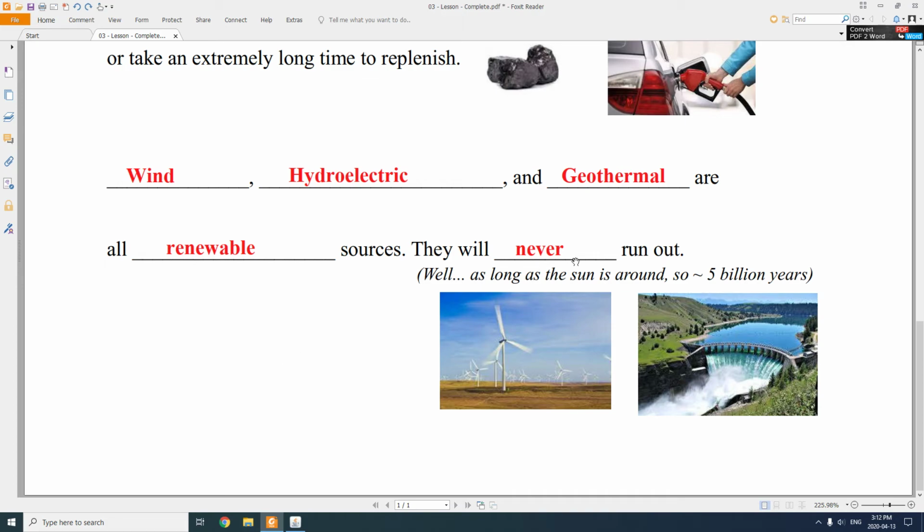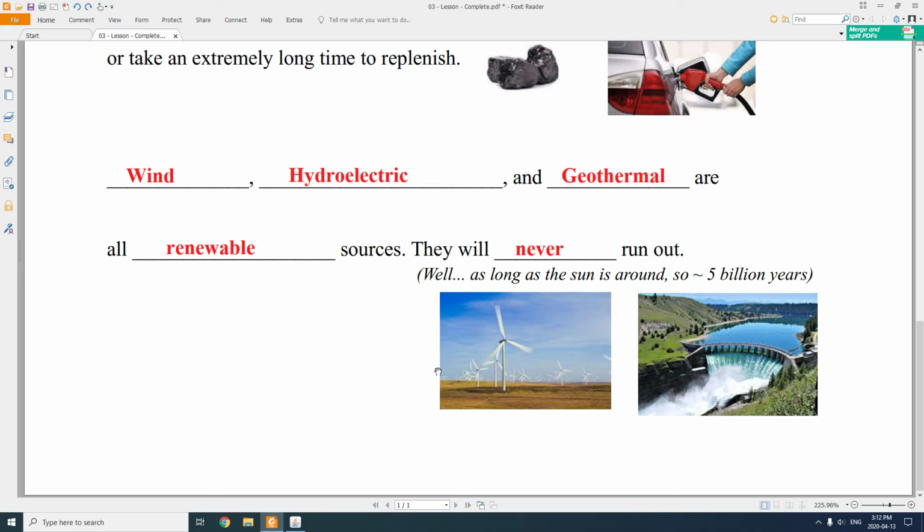These things do rely on the sun. The sun is what causes the wind and the water cycle and things like that. But as long as the sun is around, which is going to be at least for the next 5 billion years, you will continue to have all of these sources. So there's pretty much as much as you want, right?